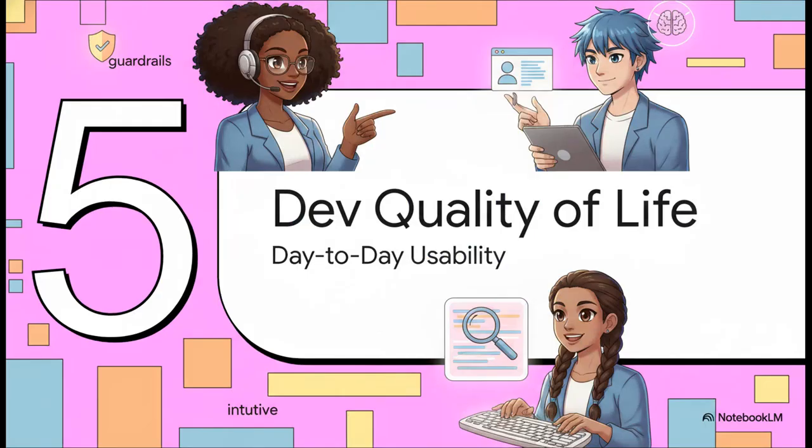Finally, we arrive at Section 5, Developer Quality of Life, focusing on day-to-day usability. Because let's be real, guardrails are absolutely crucial, but the tool still needs to be intuitive and actually pleasant to live in for 8 hours a day.